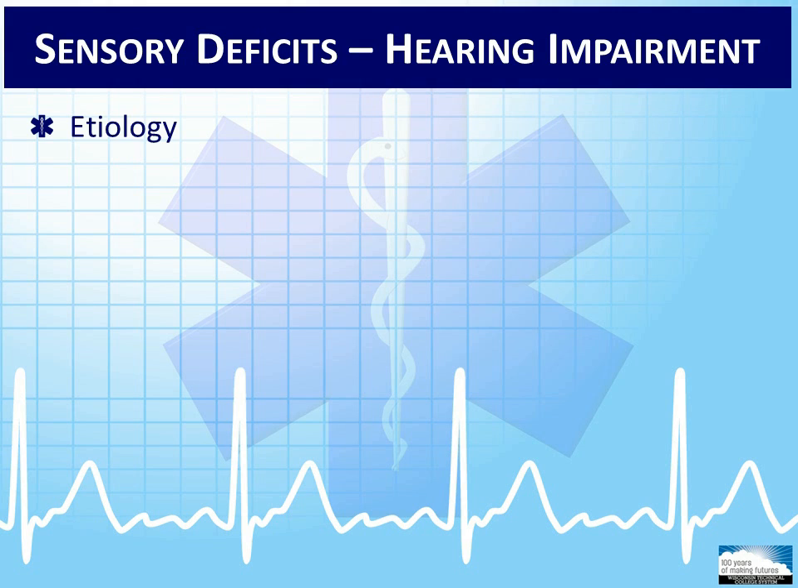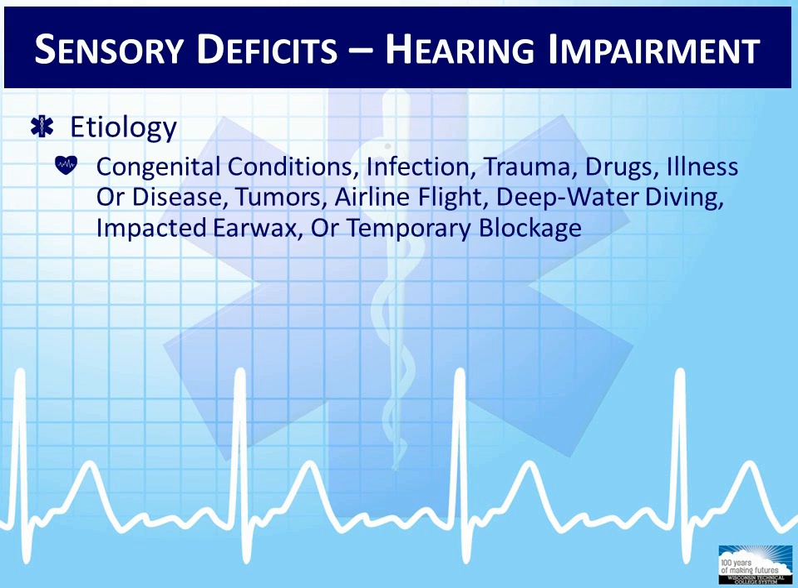Possible causes of permanent or temporary hearing impairment include congenital conditions such as malformation or defects; infection, especially in pediatric patients; injury caused by trauma or repeated loud noise; drugs such as furosemide, gentamicin, or aspirin toxicity; illness or disease such as maternal rubella or bacterial or viral meningitis; tumors; or recent airline flight, deep water diving, impacted earwax, or temporary blockage sometimes caused by a hematoma or foreign bodies.